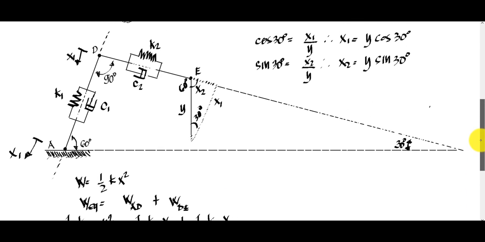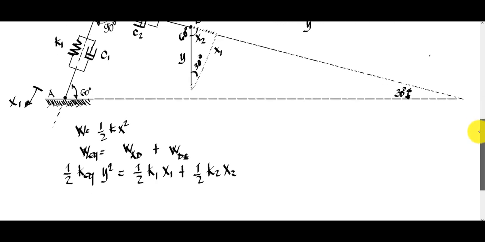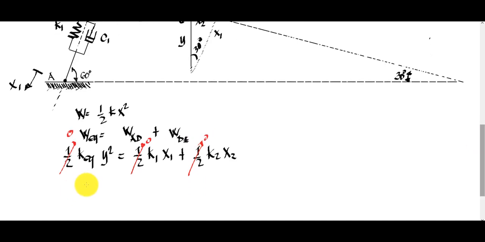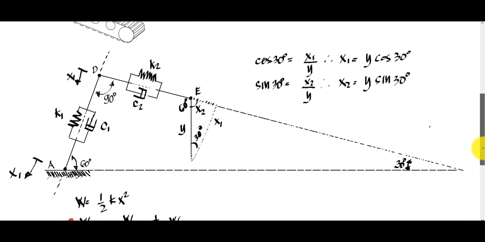Since we know the values of X sub 1 and X sub 2, we're going to substitute them into the equation. We can cancel out the 1/2 here, since it is the same on the other side. Then we have K equivalent times Y squared equals K sub 1 times the value of X sub 1, which is Y cosine of 30 degrees, squared, plus K sub 2 times Y sine of 30 degrees, squared.